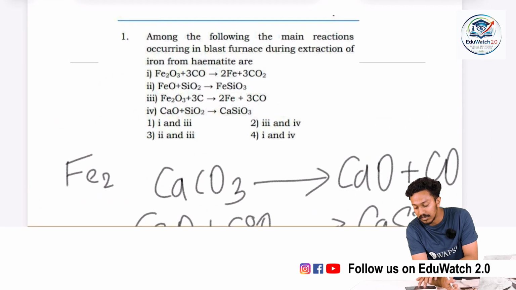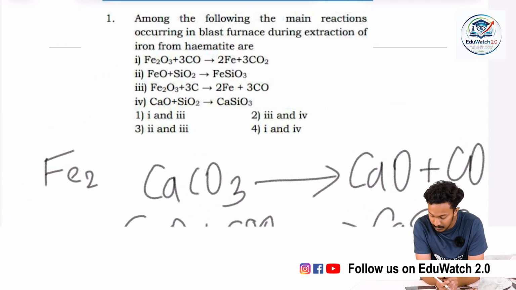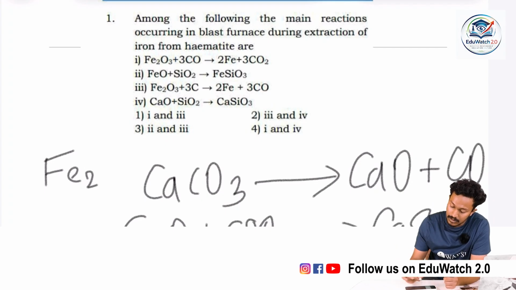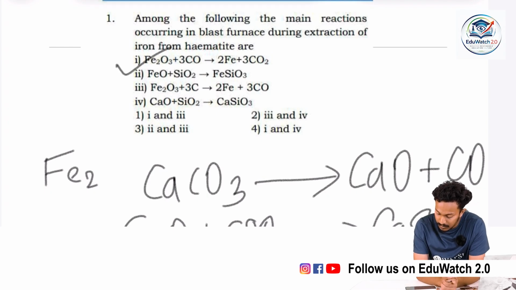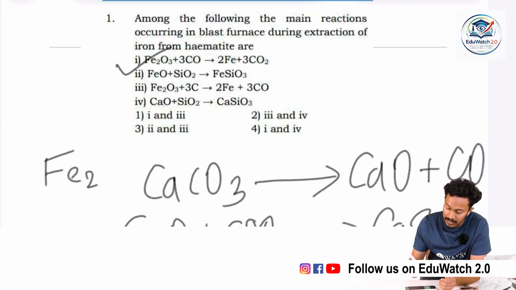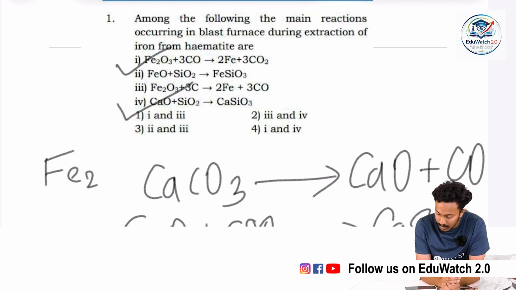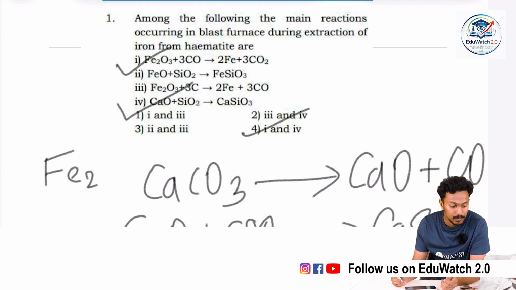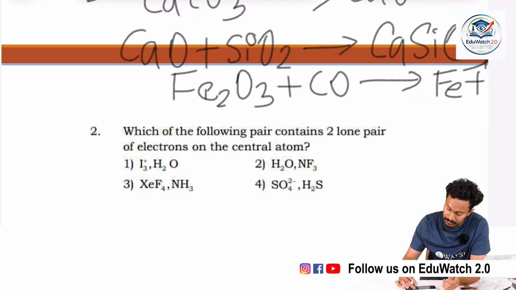So, the question is, which are the main reactions in these options? Here we have discussed the extraction of iron from iron oxide, so we can tick the first option, and the removal of slag or flux from the blast furnace using calcium oxide, which is option 4. We have sorted out two reactions, and the correct option would be 1 and 4, which is option number 4. Okay, we will move on to the next question.